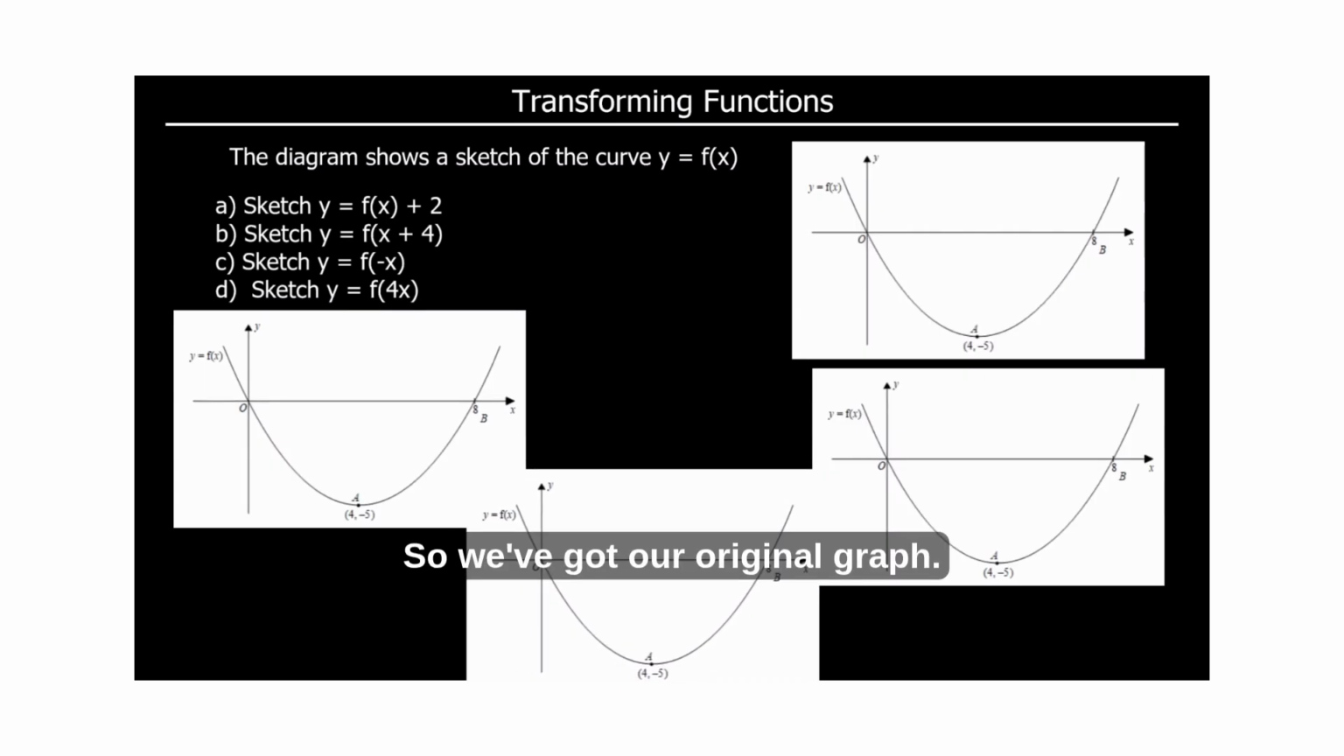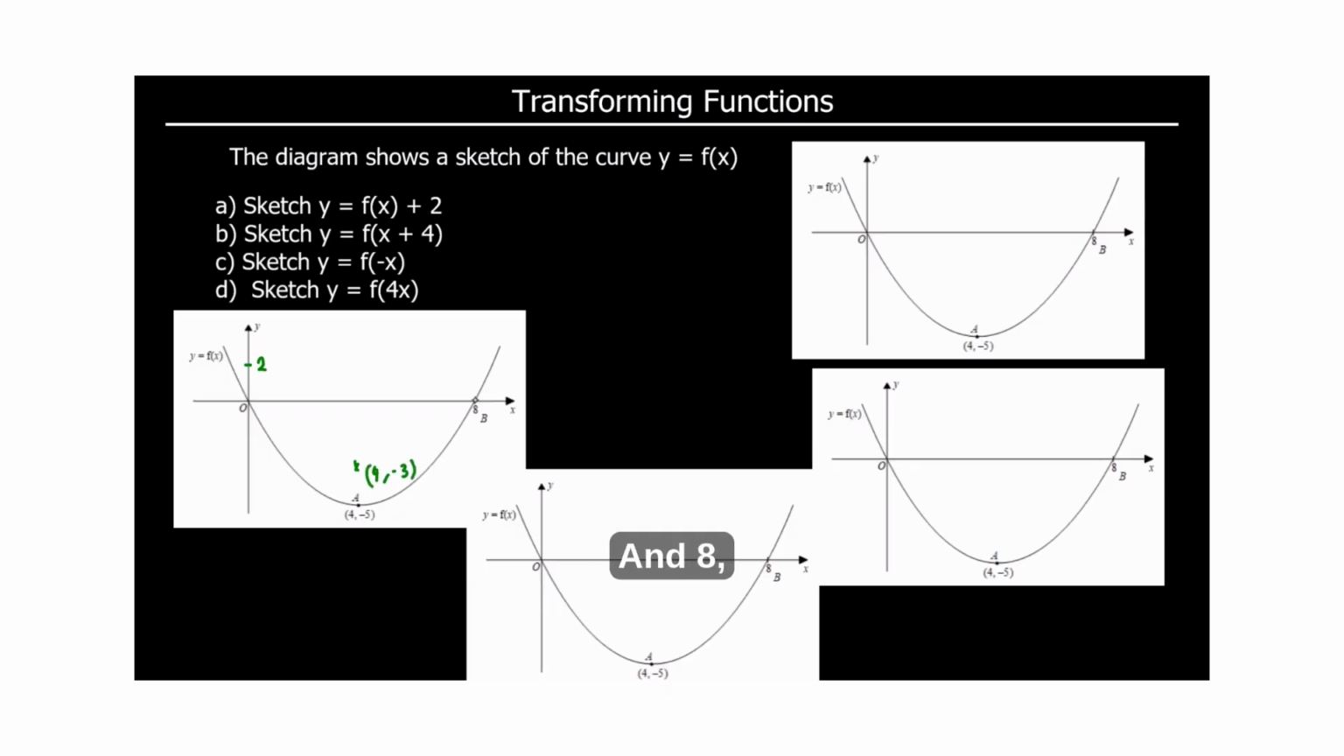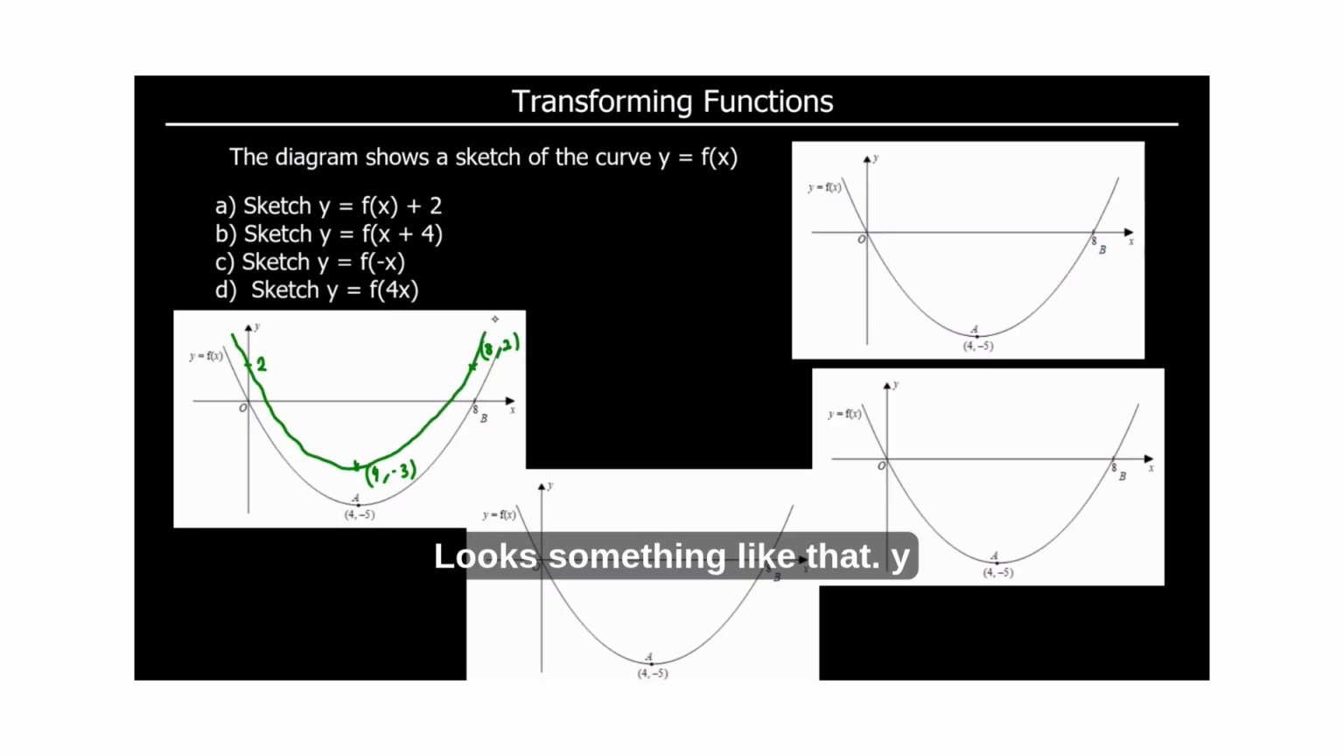So we've got our original graph, f of x plus 2. The changes to the y, moving all of the y's up by 2. So 0, 0 becomes 0, 2. 4, negative 5 will become 4, negative 3. And 8, 0 will become 8, 2. Moving up 2 spaces. So the whole graph moved up 2 spaces. Looks something like that.